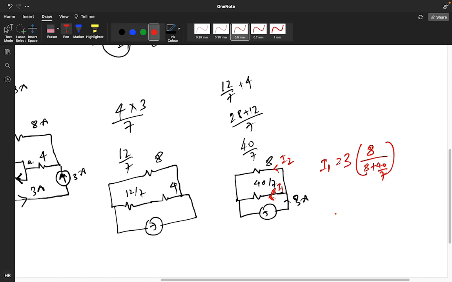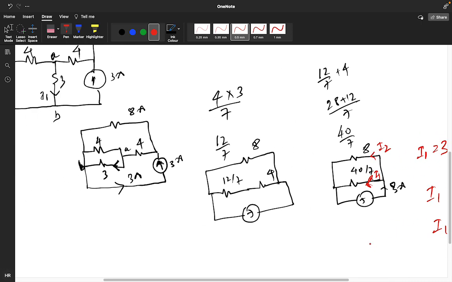What is the I1 value? 24. Solve it and tell me the result. 8 is 24, and the 7 will go upside. So 8 times 7 is 56, 56 plus 40 is 96. So how much will you get? 24 into 7 divided by 96. So you are getting I1 current as 7 by 4.